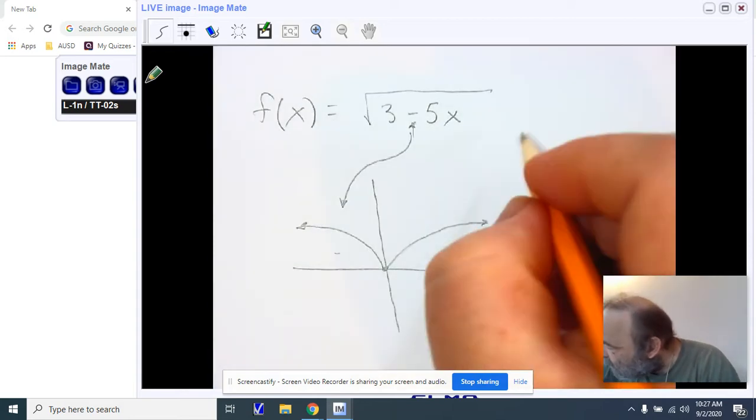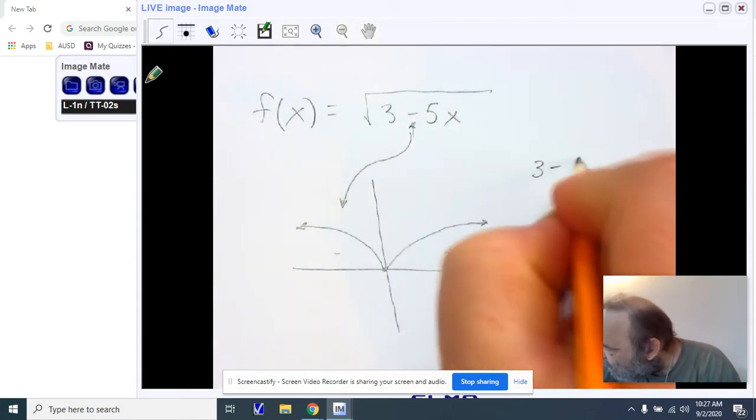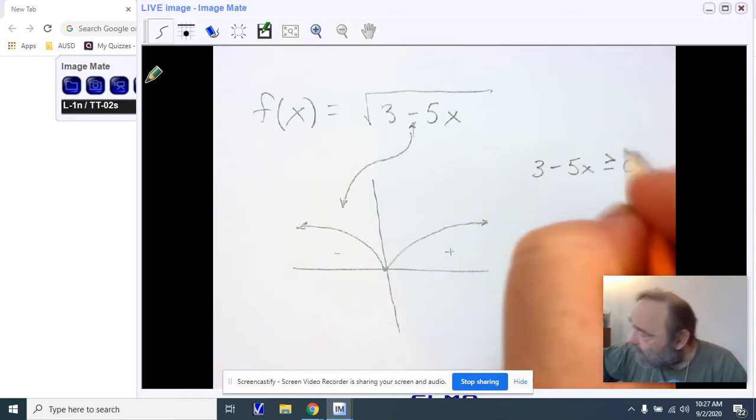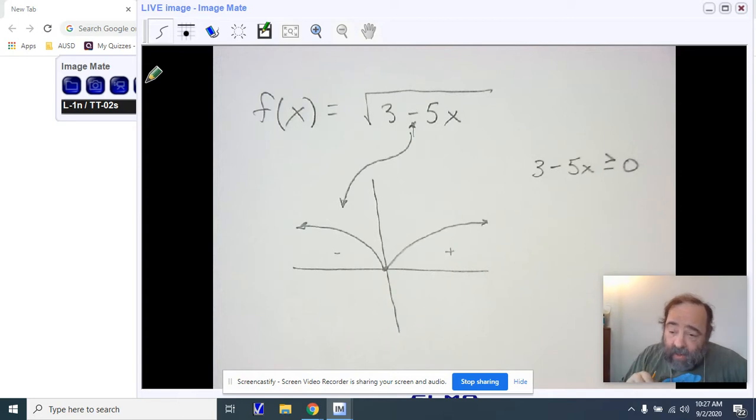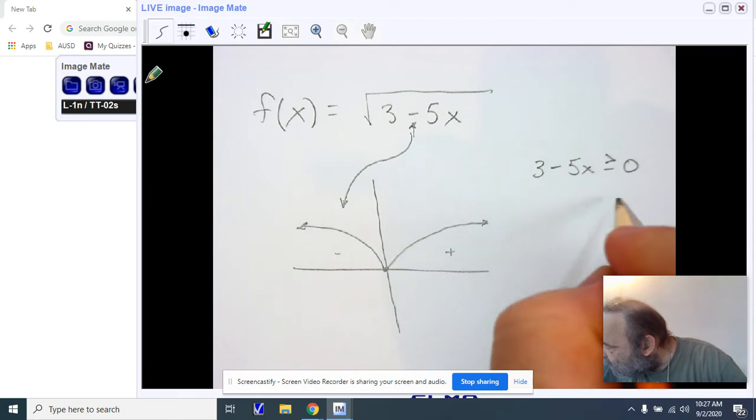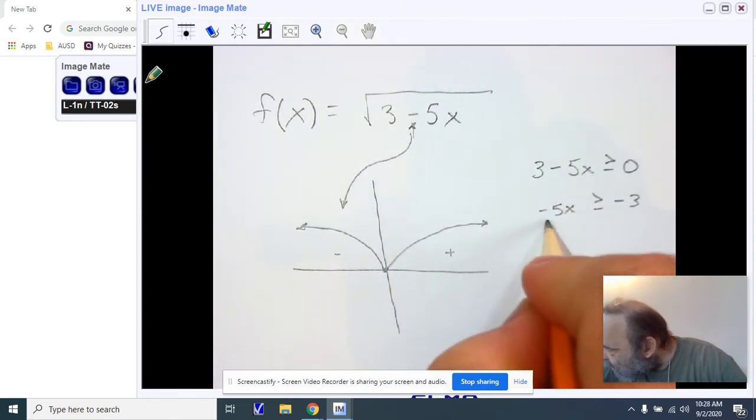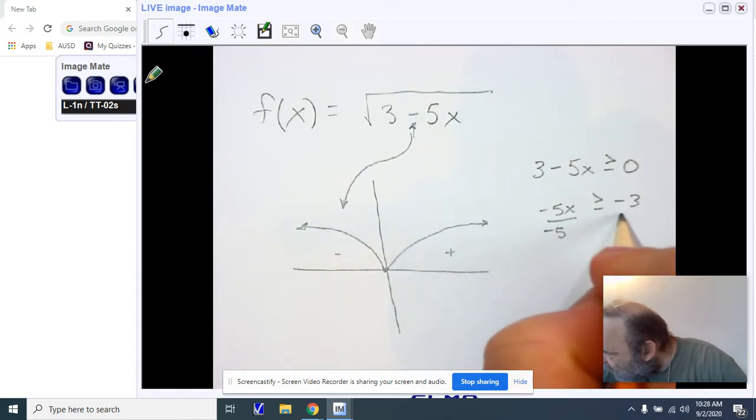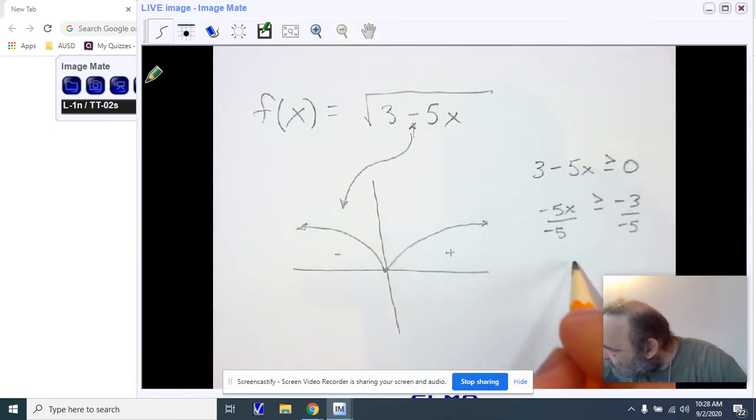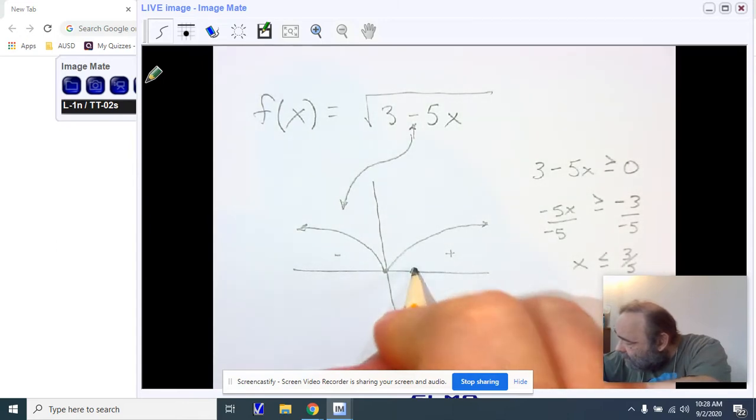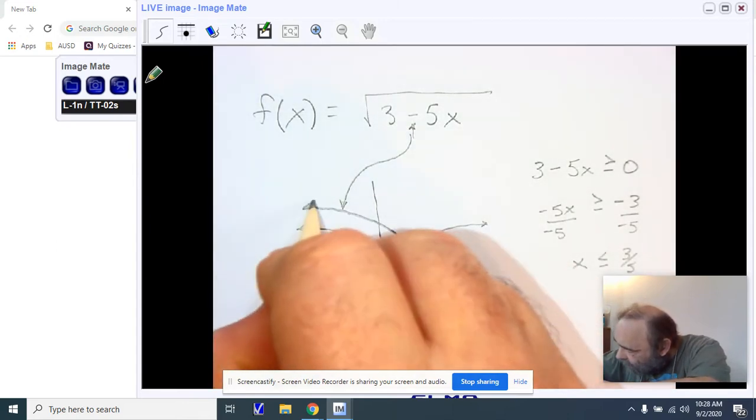So what we're going to do is say that 3 minus 5x is greater than or equal to 0. Because no matter what, when we take a radical, it has to be positive. So if I solve for this, I'm going to subtract 3. The inequality stays the same. The inequality is going to change when I divide by that negative number. So we have x is now less than or equal to 3/5. This gives me the graph starting at 3/5 and moving in this direction.